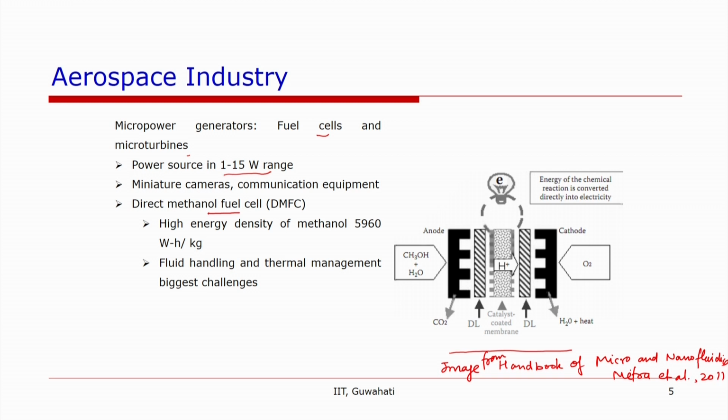Okay. So, these direct methanol fuel cells have a very high energy density of about 5960 watt hour per kg. In these, whatever we have learnt in this course, the gas liquid flow in microchannels, some of this work in microchannels has been motivated by the fluid handling and thermal management challenges in PEM fuel cell or direct methanol fuel cell. So, these are the two biggest challenges in these fuel cells.